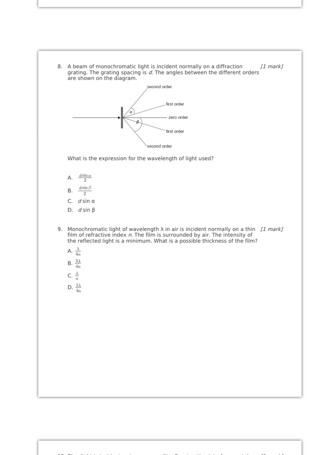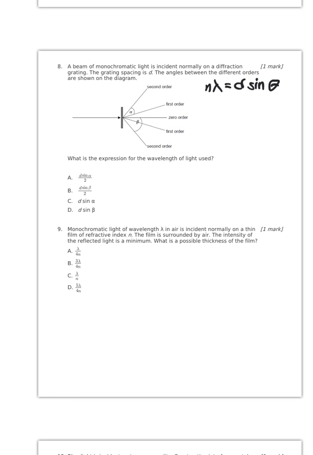We have a diffraction grating. The formula for a diffraction grating is n lambda equals d sine theta, where n is the order of the maximum they're referring to. And we have two angles here, alpha and beta. Beta is the angle to the second order from the center line, from the 0 order. And then alpha is the angle from the first order to the second order. That's interesting. So what's the expression for the wavelength of light used?